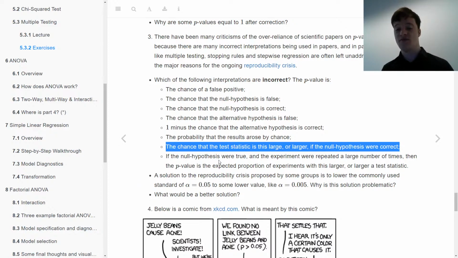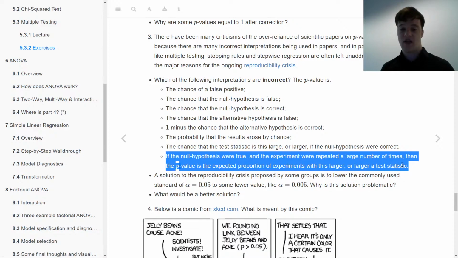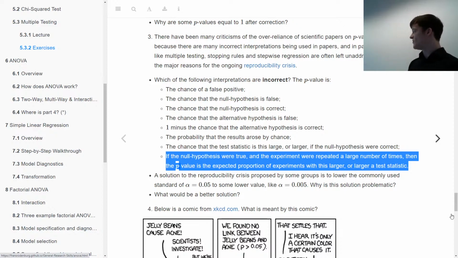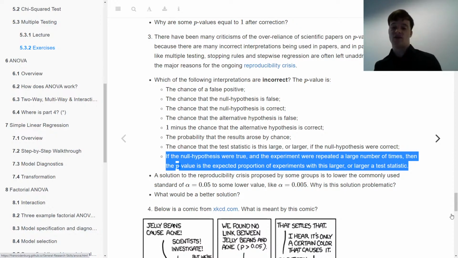If the null hypothesis were true, let me select it, and the experiment were repeated a large number of times, then the p-value is the expected proportion of experiments with a test statistic this large or larger. This is a very complicated way to phrase it, but a p-value is very often misinterpreted as the chance that the null hypothesis is true. No, it's not. This is the actual correct way to interpret it, because what you're really saying is, if you would draw many samples from the null distribution, you would expect a certain proportion of them to have a test statistic larger than this, and a smaller proportion to have a test statistic even larger than this, etc. That is what the p-value is.